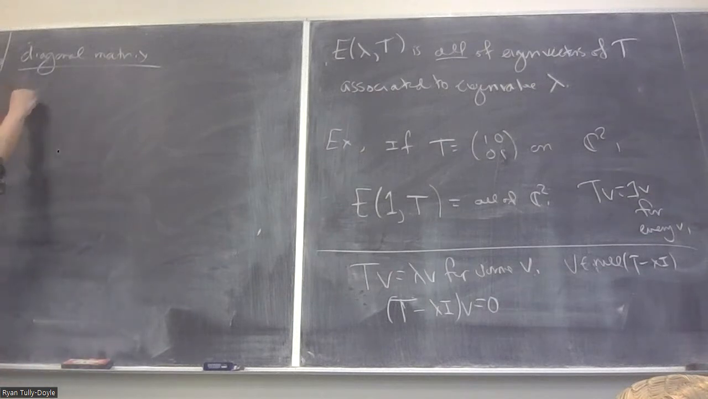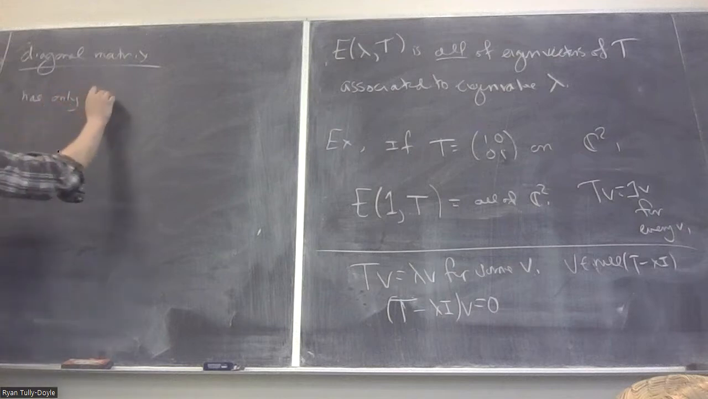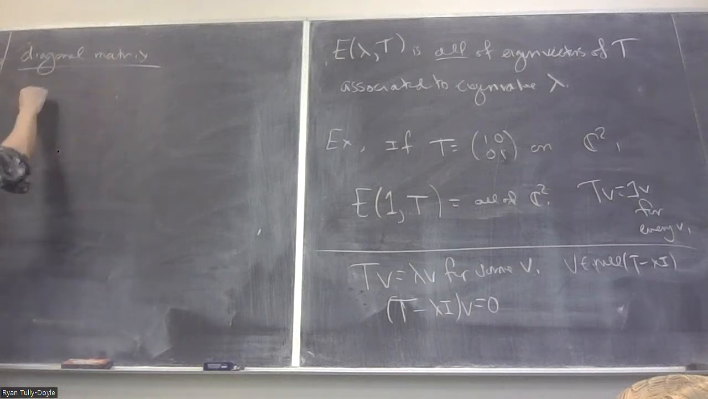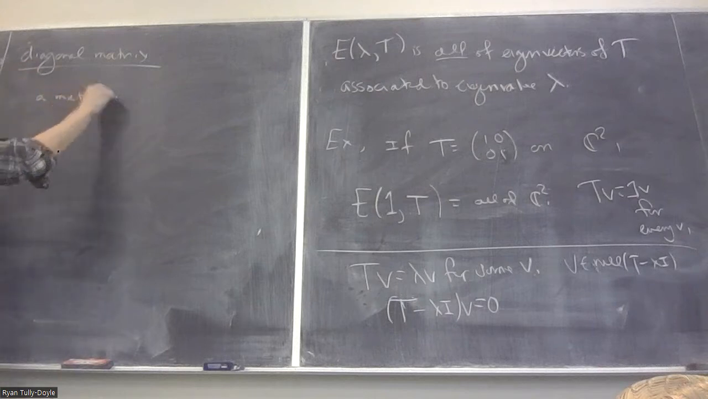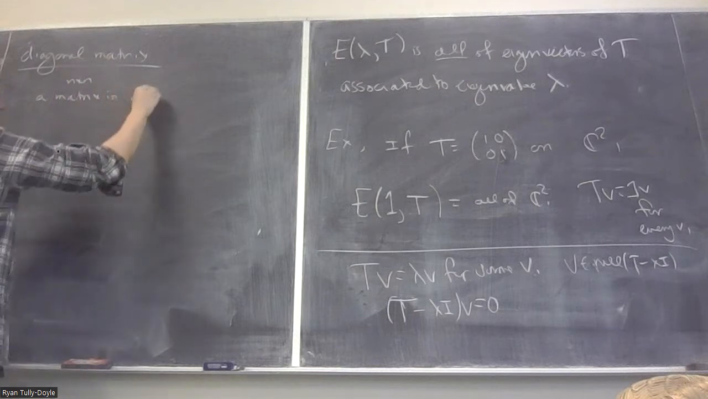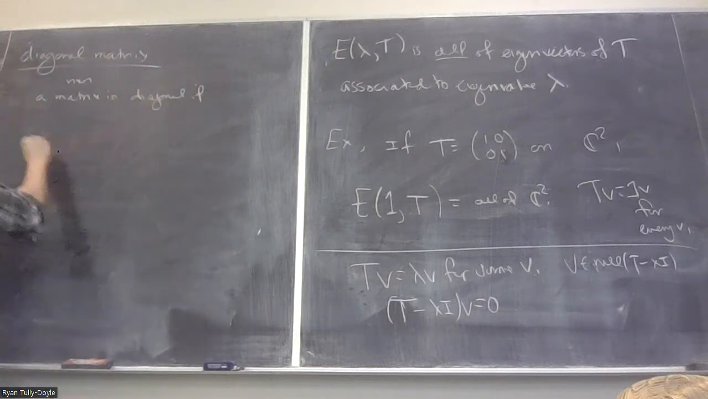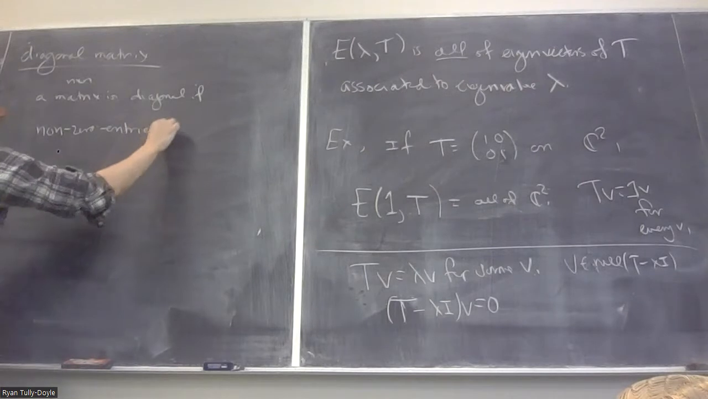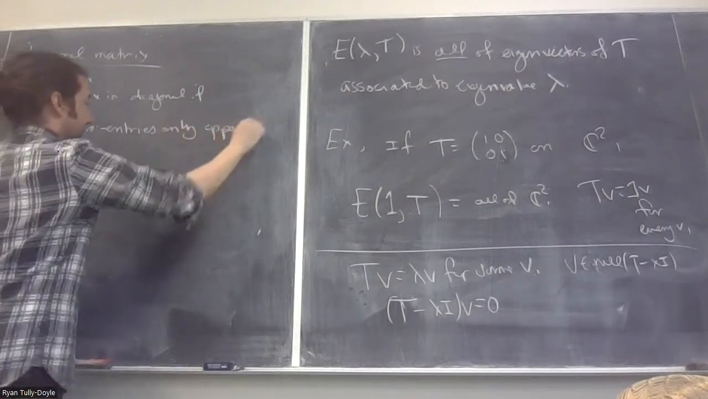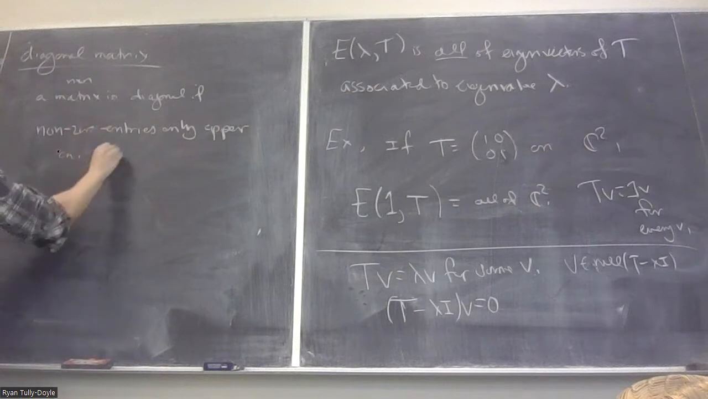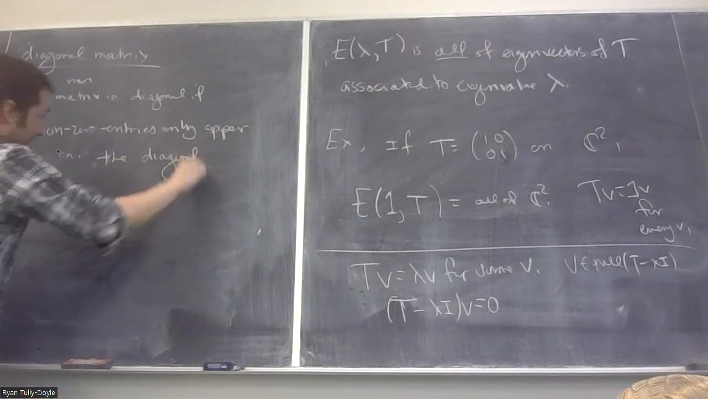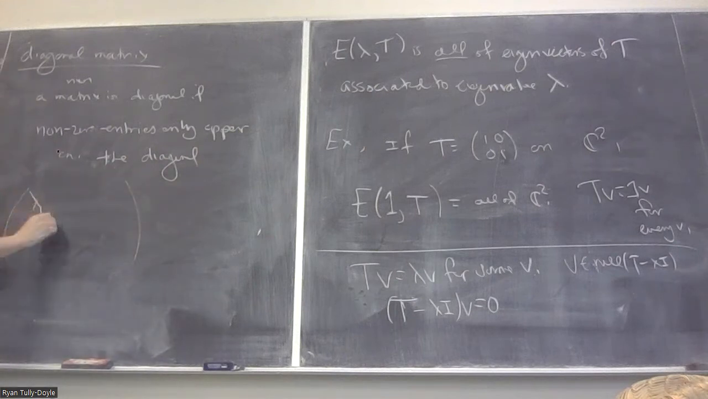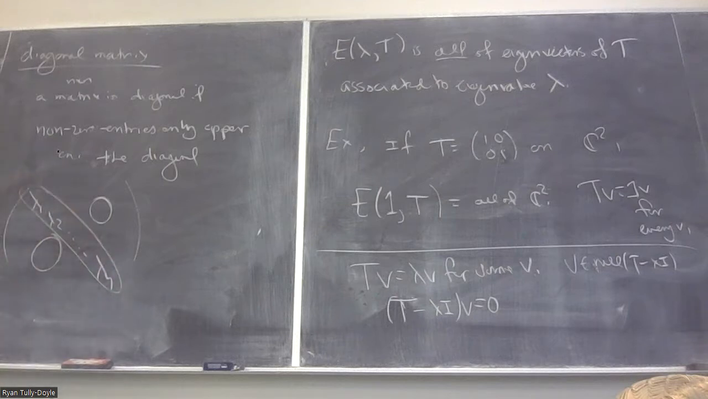So a diagonal matrix has only non-zero entries on the diagonal. An N by N matrix is diagonal if non-zero entries only appear on the diagonal. So one way of writing that is like this. There can be non-zero entries. If there are going to be non-zero entries, they must be on this diagonal, and there's zeros everywhere else.